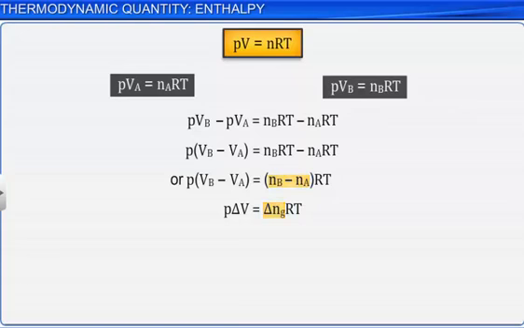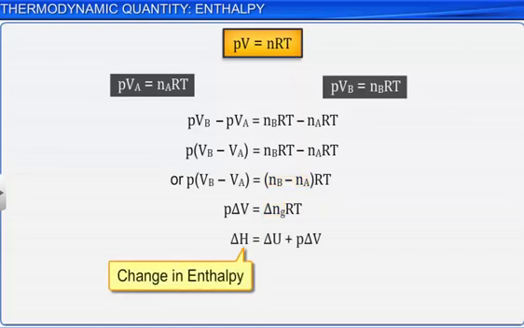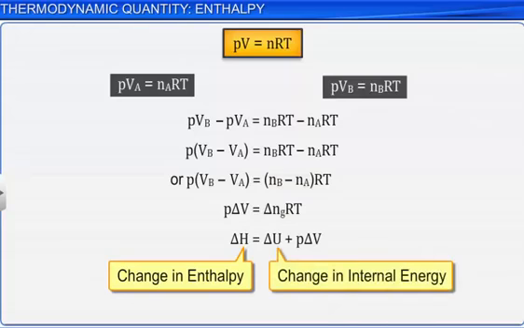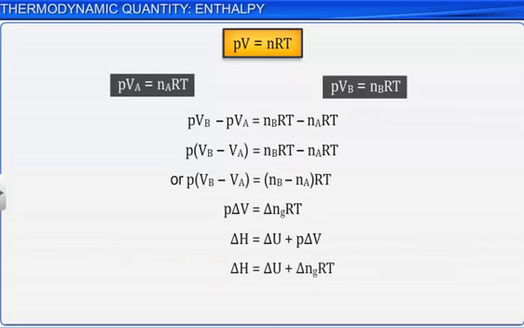We learnt that change in enthalpy delta H equals change in internal energy delta U plus the product of pressure P and change in volume delta V. On substituting the values, we get change in enthalpy delta H equals change in internal energy delta U plus change in number of moles of gas, delta N, times RT. This relation helps us in calculating the change in enthalpy from change in internal energy and vice versa.